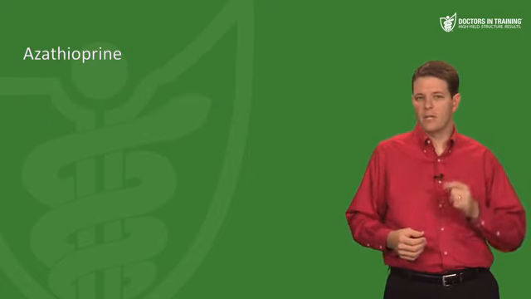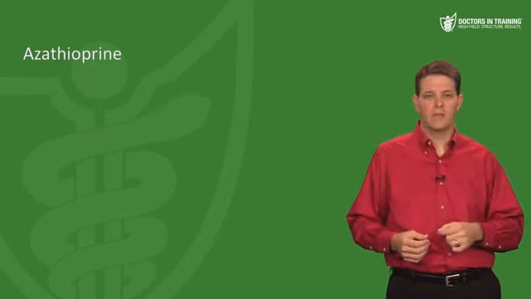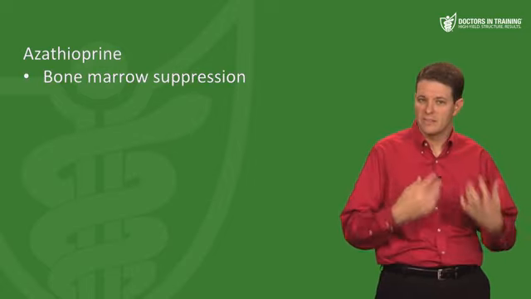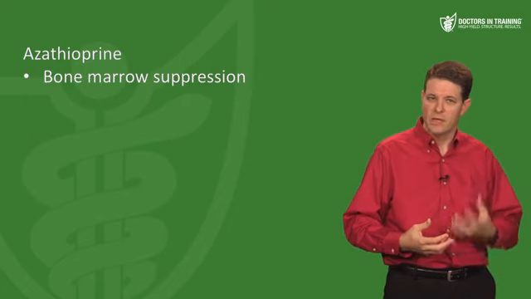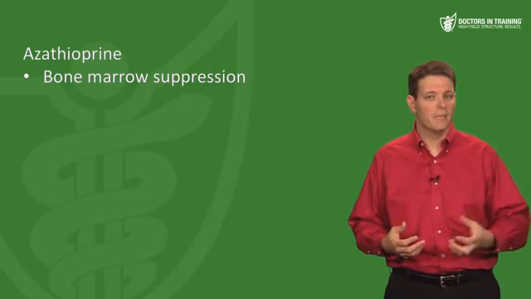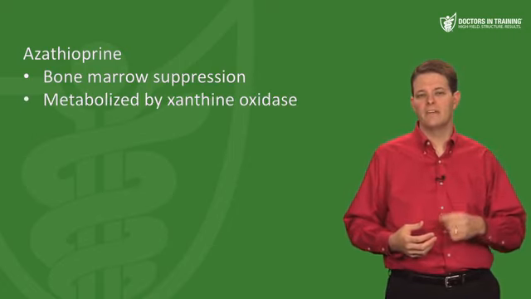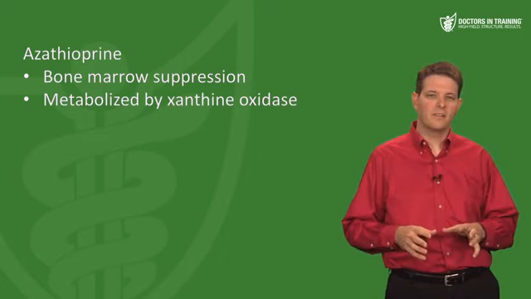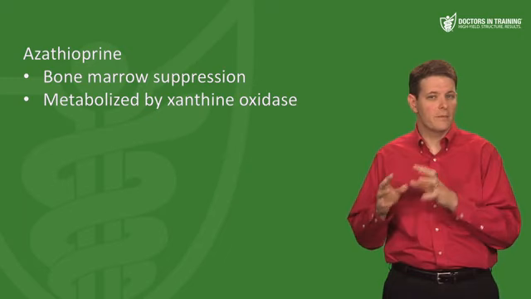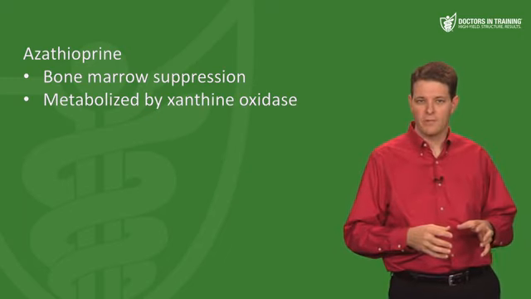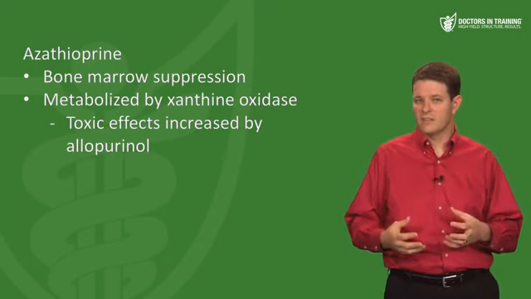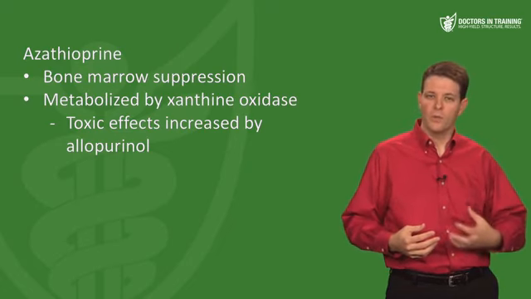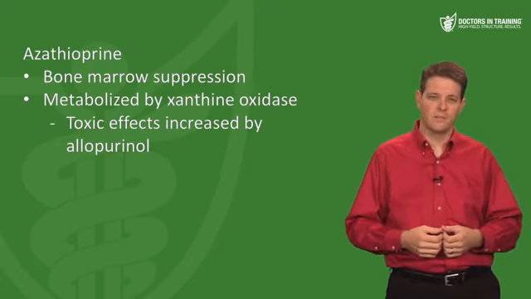But azathioprine, because it's metabolized to 6-MP, is going to cause bone marrow suppression because the patient can't grow rapidly dividing cells like bone marrow cells. And 6-MP, which is the active metabolite, is ultimately metabolized by the enzyme xanthine oxidase. Now make sure you know that enzyme. Xanthine oxidase metabolizes both 6-MP and azathioprine. So the toxic effects of azathioprine can be increased if you're taking the gout drug allopurinol, which inhibits xanthine oxidase.